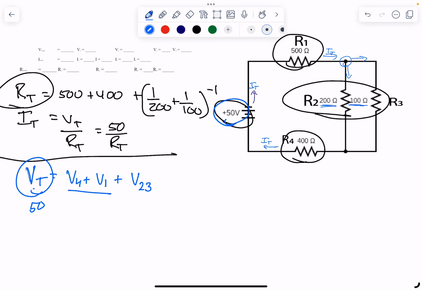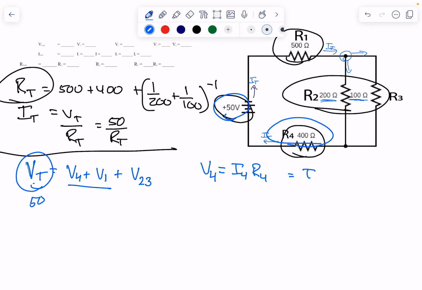So V4 is going to be equal to I4 times R4. Now, remember, I4, because I4 right here is in a series part of the circuit, is equal to I total. So that's equal to I total times R4. Okay, and then the same thing for V1 is I1 R1, which really is I total R1. And R1 is 500 and R4 is 400.